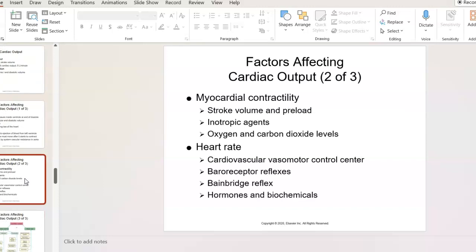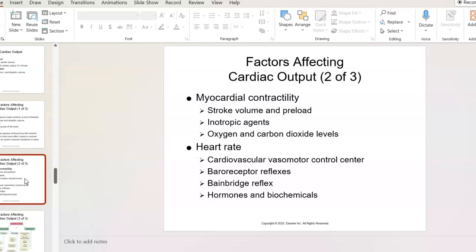So contractility of those myocardial cells can affect cardiac output. We spoke about the stretching of them and how that can make them less efficient, and it would affect that stroke volume. Medical agents could be an issue. Oxygen and carbon dioxide levels, if somebody has an issue with those, the heart will respond appropriately.